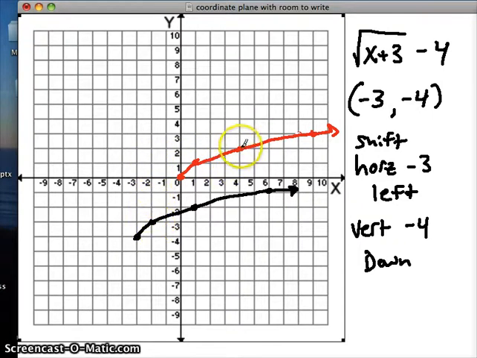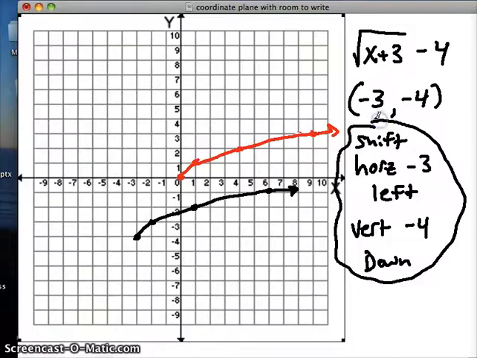Yep. Next point, left 3, down 4. Yes. And the point after that, left 3, down 4. So the shift holds up. It is this original graph shifted to the left 3 units and down 4 units. So that's how we describe our shift.